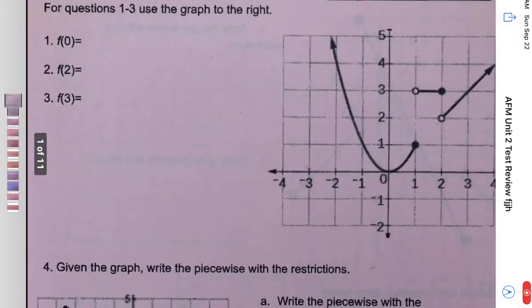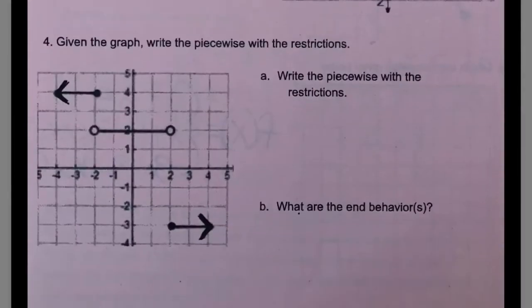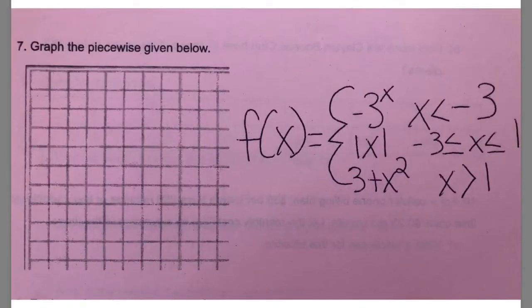Hey guys, so in this video we're going over Unit 2 test review. Like I said Friday, we're going to start where we stopped on Friday. So we stopped pretty much at number 7. For number 7, we are creating tables for each of our equations, and we're going to include our restrictions.